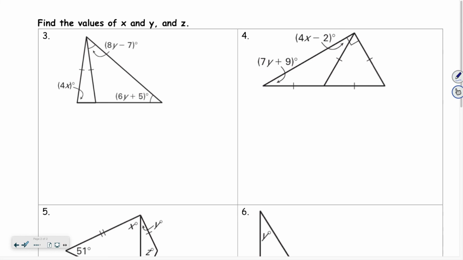So number 3, you should have started with 8y minus 7 equals 6y plus 5. And what do you get for y? Okay, then what did you do? Plug it in. What do you get? 41. So both of these are 41, right?